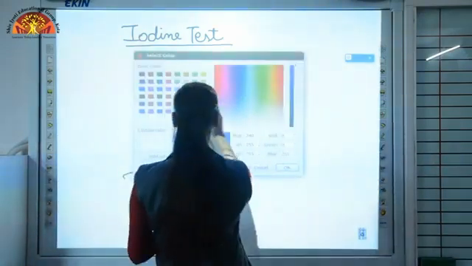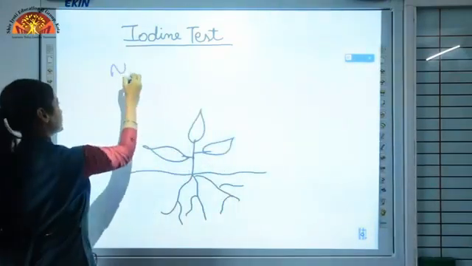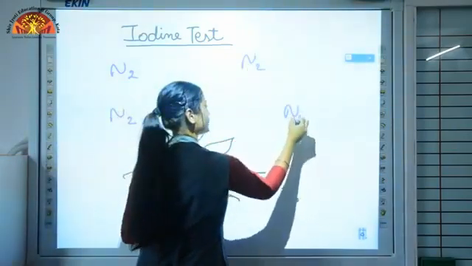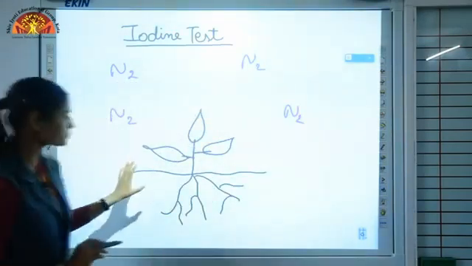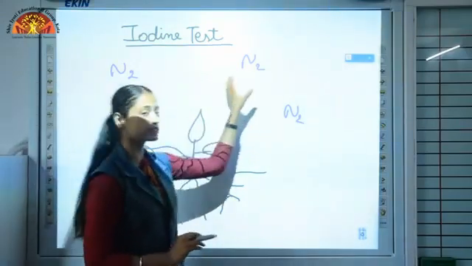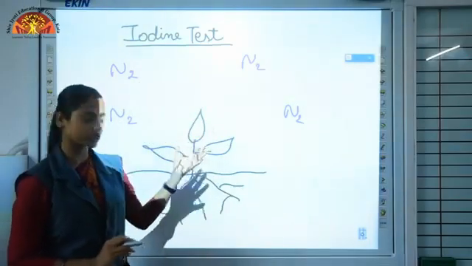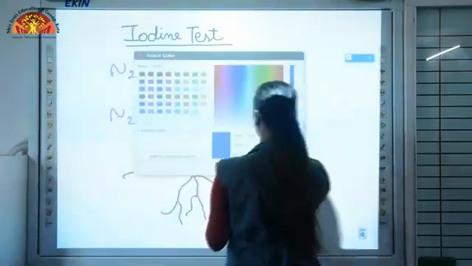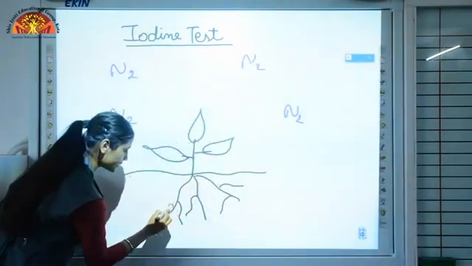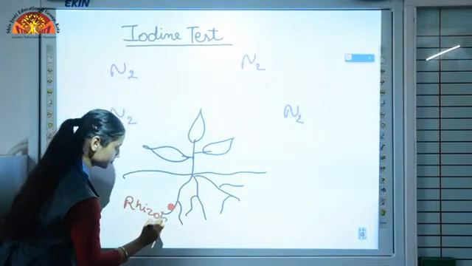Now we know that so many gases are present in the atmosphere, one of which is nitrogen. Nitrogen is present everywhere around this plant, and it is required by this plant, but the plant is not able to consume this gas directly. So how will it take this nitrogen? There is one bacteria present in the root nodules, and this bacteria is rhizobium.